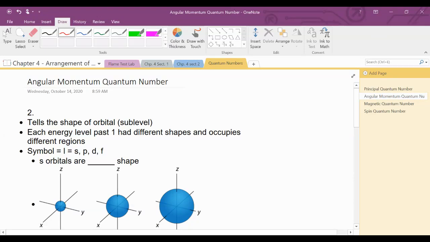Let's talk about quantum number two. Quantum number two is referred to as the angular momentum quantum number.